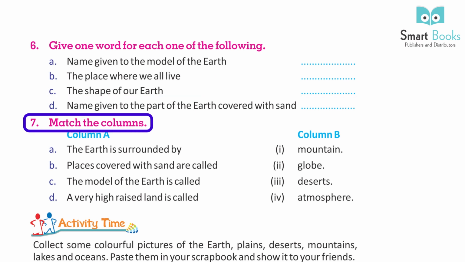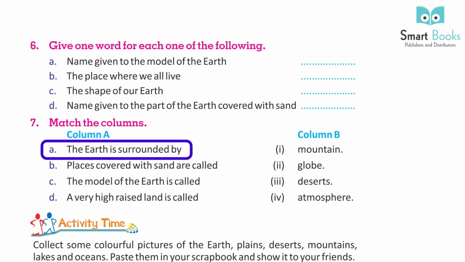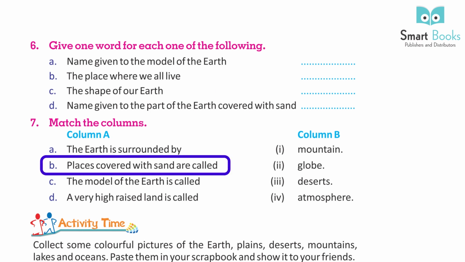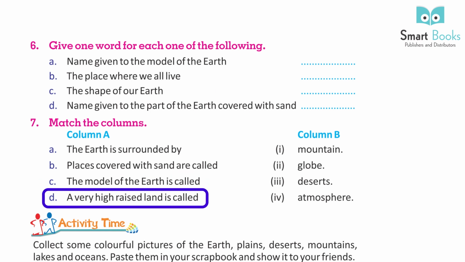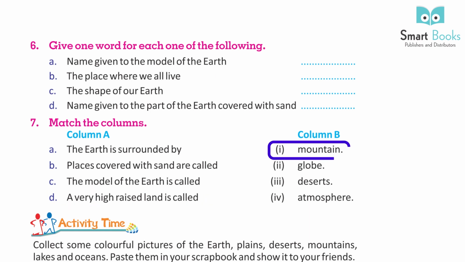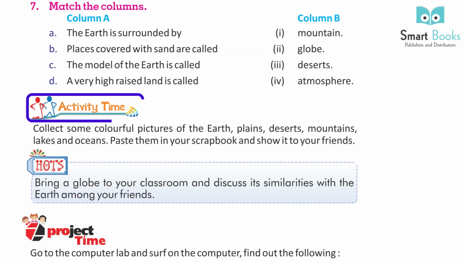7. Match the columns. Column A, Column B. A. The Earth is surrounded by. B. Places covered with sand are called. C. The model of the Earth is called. D. A very high raised land is called. 1. Mountain. 2. Globe. 3. Deserts. 4. Atmosphere.